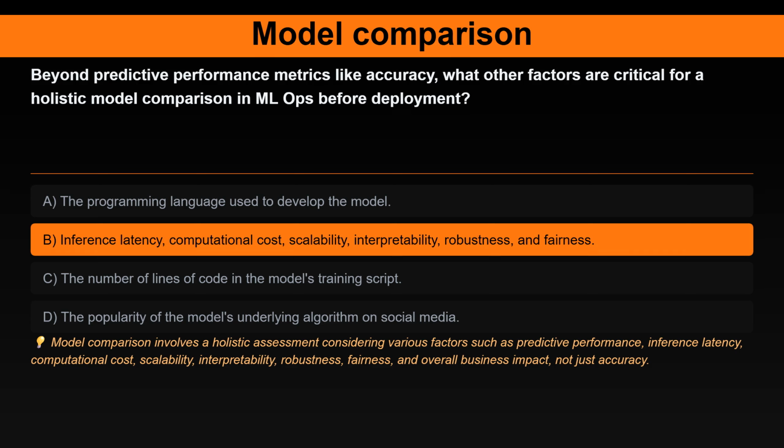The correct answer is inference latency, computational cost, scalability, interpretability, robustness, and fairness. Here's the explanation. Model comparison involves a holistic assessment considering various factors, such as predictive performance, inference latency, computational cost, scalability, interpretability, robustness, fairness, and overall business impact, not just accuracy.